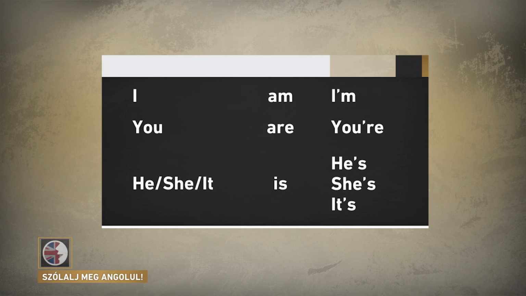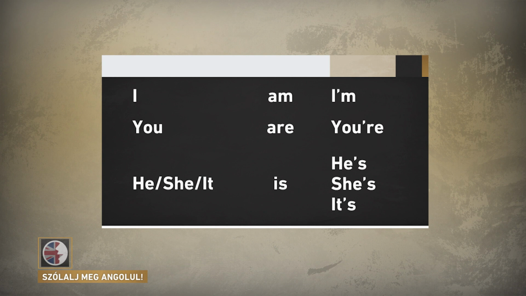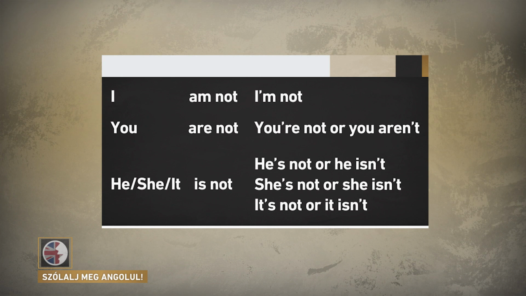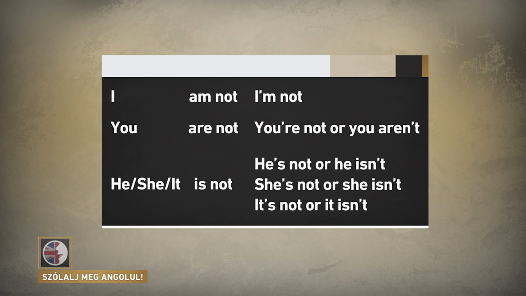Ladies and gentlemen, the verb to be. First, the positive singular. I am or I'm. You are or you're. He, she, it is or he's, she's, it's. And now the negative singular. I am not or I'm not. You are not, you're not or you aren't. He, she, it is not. He's, she's, it's not, or he, she, it isn't.